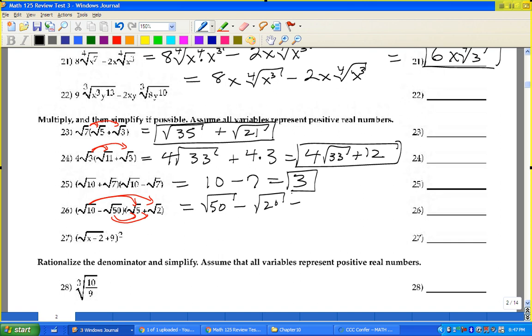Okay, and so I get 50 minus 20 rad 50 times 5. Rad 5 is a negative rad 2 to 50, minus rad 50 times 2 is rad 100.